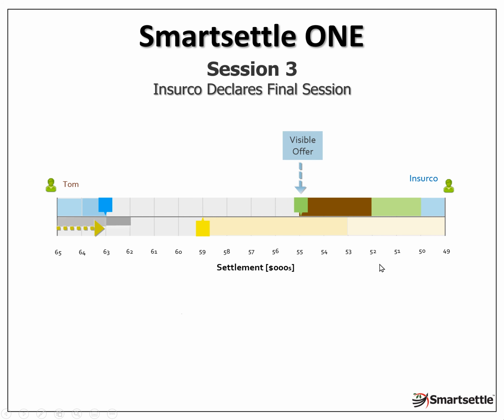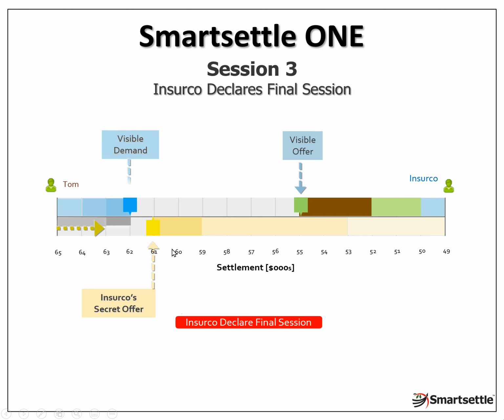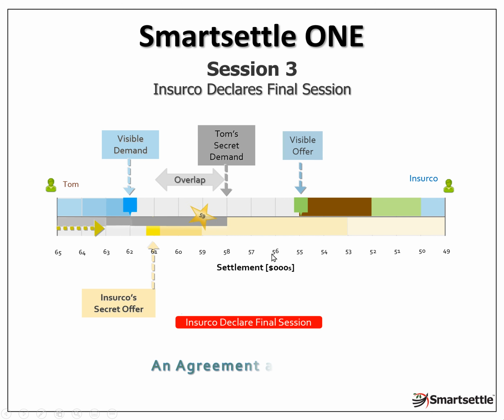Let's go into the final session and see if there's any further movement here. And you'll see that in fact Tom is about to make a heavy reduction to 58, while the insurance company has gone to 62. And what's actually happened is these offers have overlapped. So any figure in this zone is acceptable to both parties, and the system has in fact declared a settlement at 59,000.